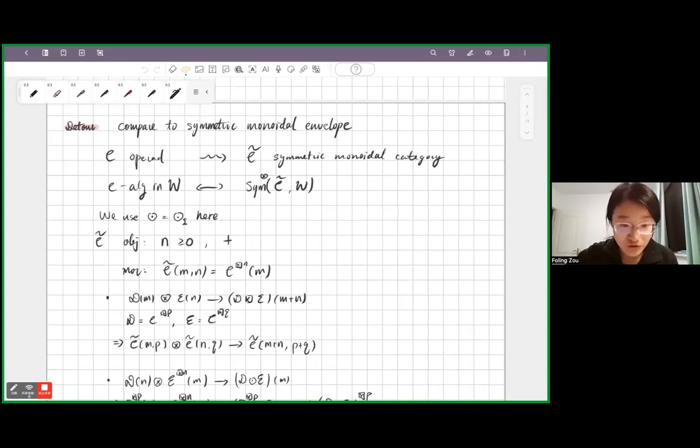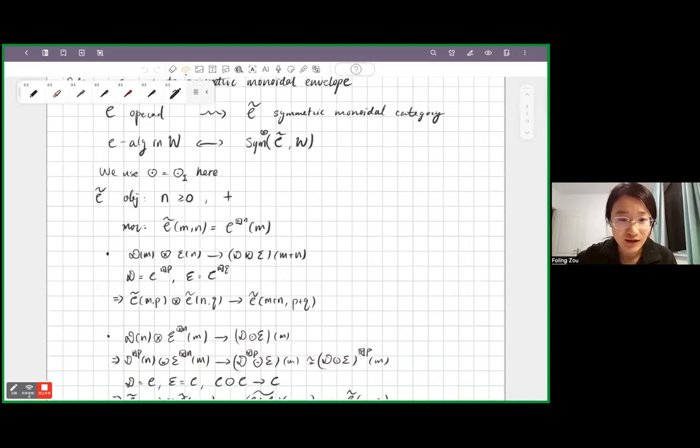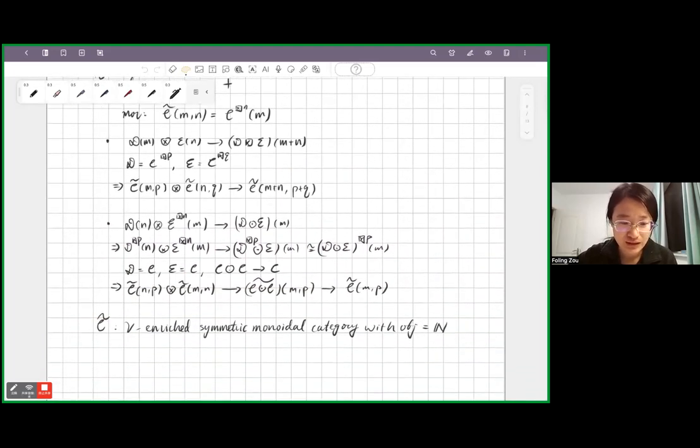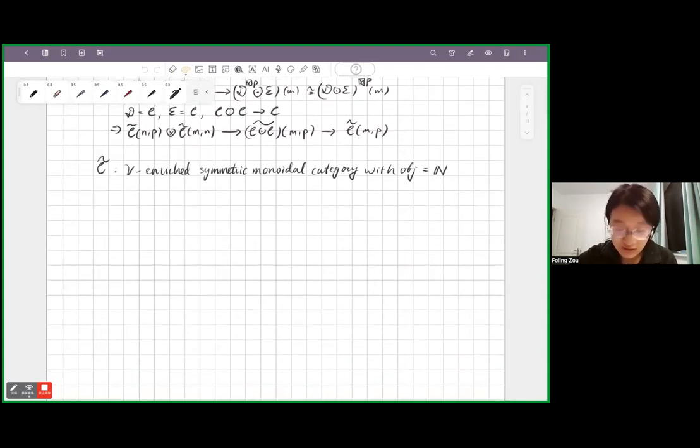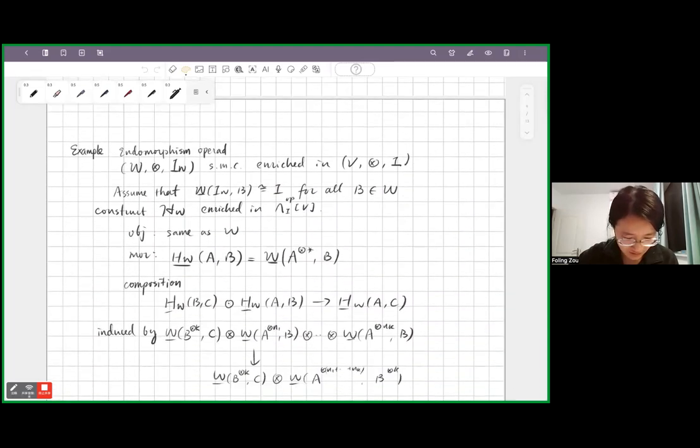Maybe I'm short on time, so I'm going to skip this detour, which is a comparison to using the deconvolution to interpret the symmetric monoidal envelope. So I'm going to skip this part.